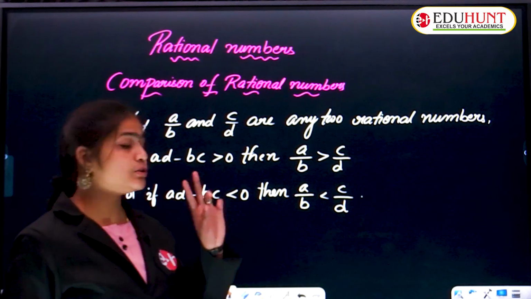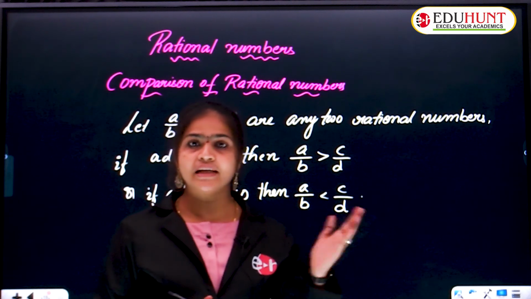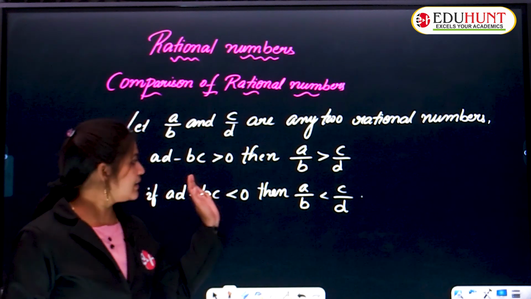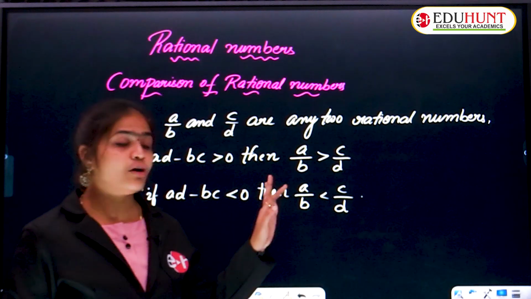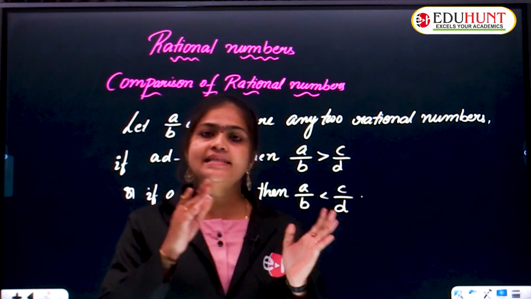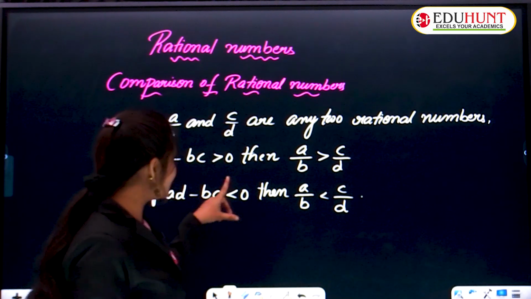Understood? Here actually we can use two methods. One is by converting into equivalent fractions and taking the difference. First observe that the two fractions have the same denominators. Then we can easily compare the numerators. That is one of the methods. And the next method is here.